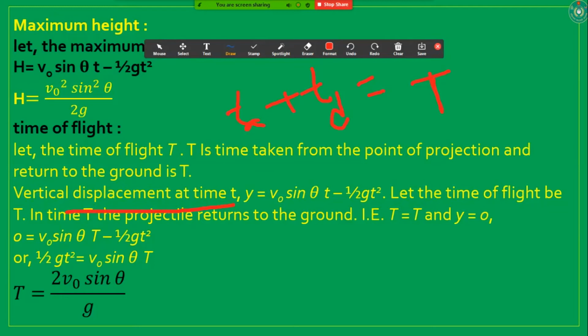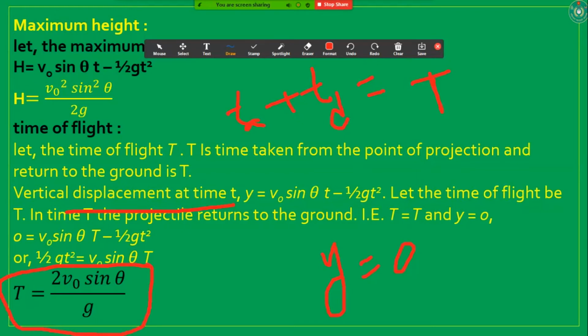Let the time of flight be capital T. In time capital T, the projectile returns to the ground. That's why y or h is 0. In the time of flight, the projectile must touch the ground. That's why h or y becomes 0. Now putting this value, we are getting T is equal to 2 v naught sine of theta divided by g.